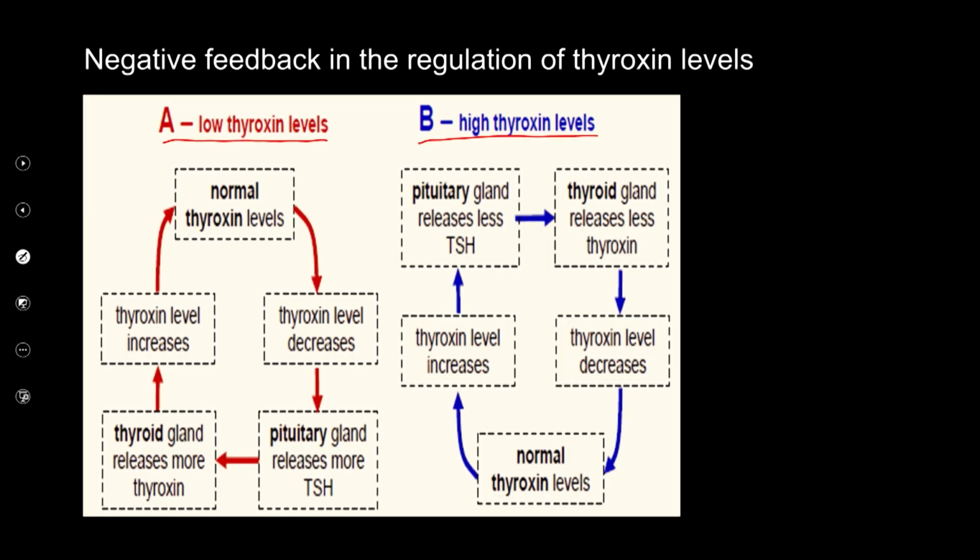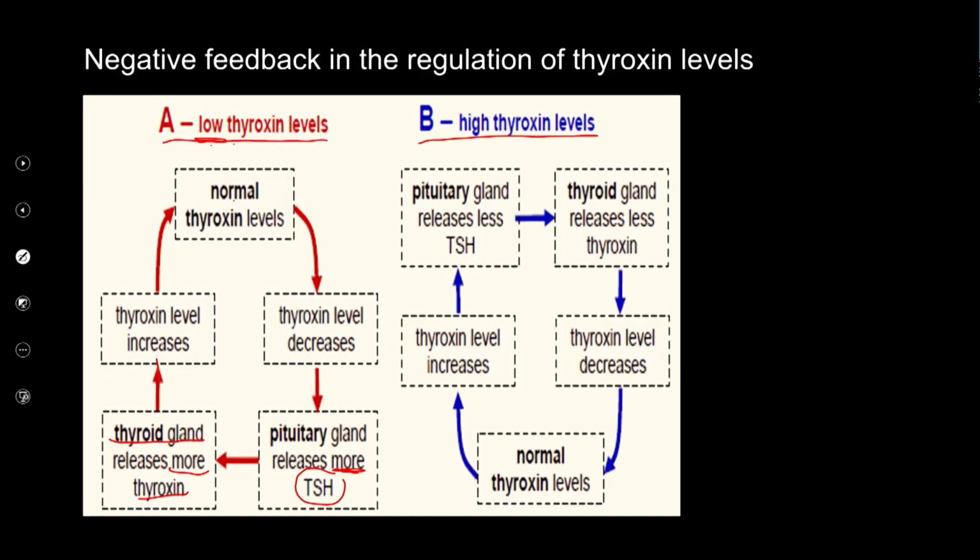So in this case, thyroxine is not normal. Then the pituitary gland will secrete more, it's key to say more, thyroxine stimulating hormone. So where does it go? It goes to the thyroid gland. Then more thyroxine will be secreted. Then thyroxine level will come back to normal because it was low.